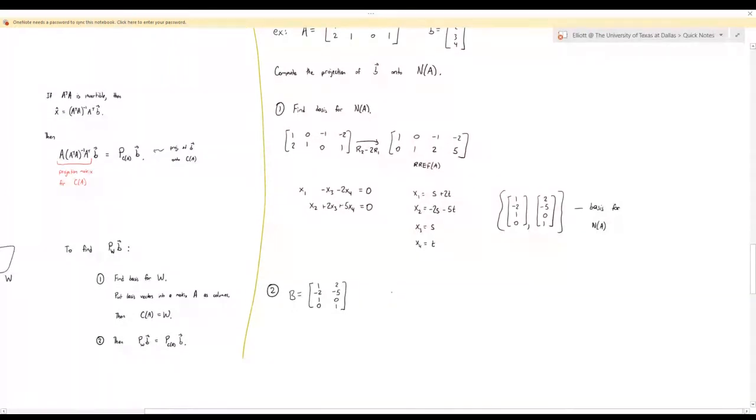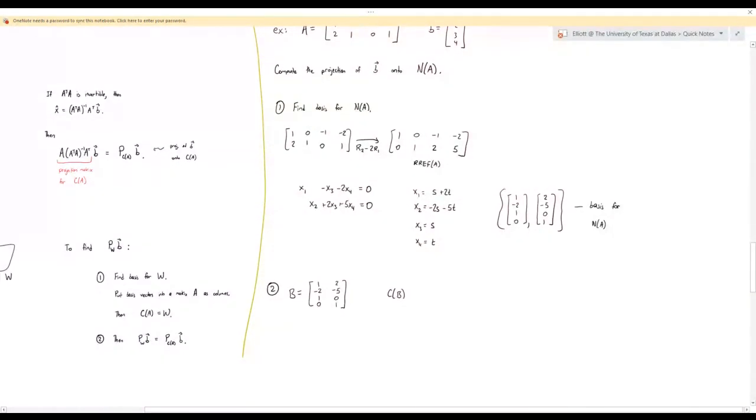So let's see. These equations, what happened was x3 and x4 were free. So that's why I just called them s and t. To get this part over here for x1 and x2, I moved these over to the other side. Okay, all right, great.